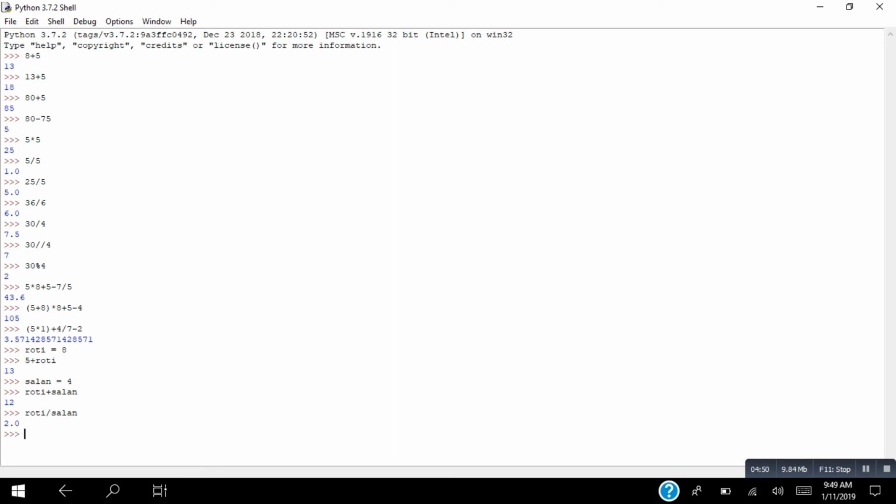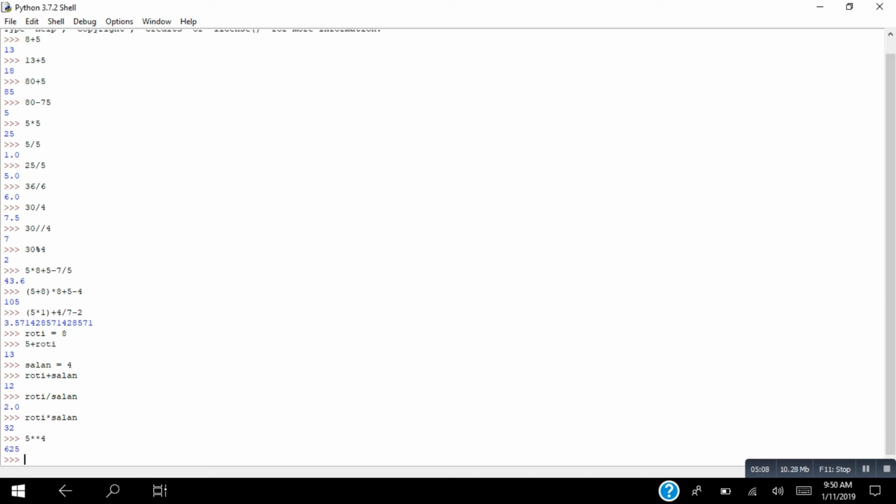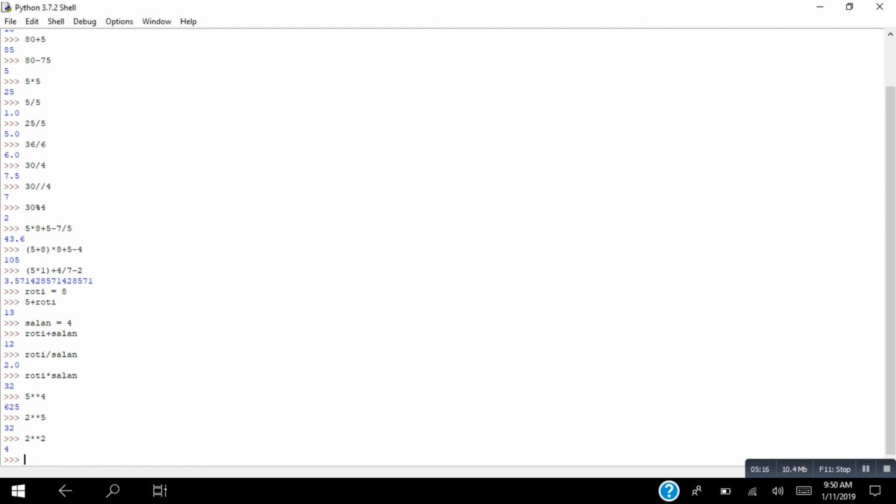For example, if you want the power of two numbers, it can be done like this: 5 double asterisk 4, that is 5 to the power 4, and that would be 625. 2 double asterisk 5 would be 32, and 2 double asterisk 2 would be 4. So you can work with these examples, and you can see how much you can do with Python using the basic arithmetic rules, and also using variables.